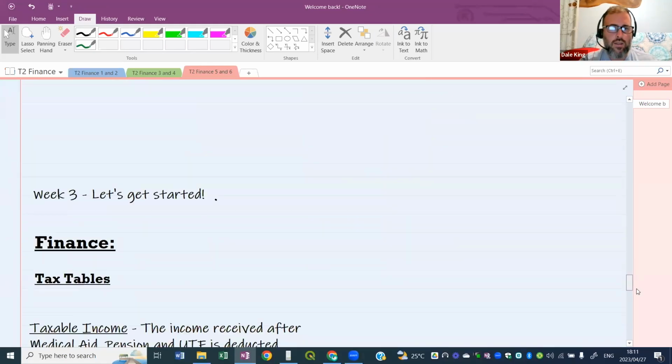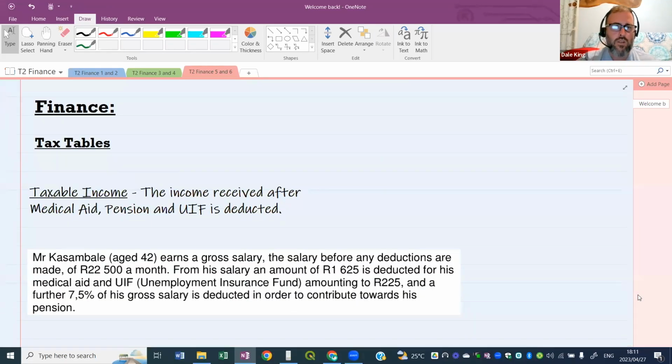Let's look at the scenario. All right, so here we go. Here's the scenario. Mr. Kasambale, age 42, earns a gross salary. Can someone tell me, please, what does this word gross salary mean? In chat, or you can raise your hand and tell me online. What does gross salary mean?